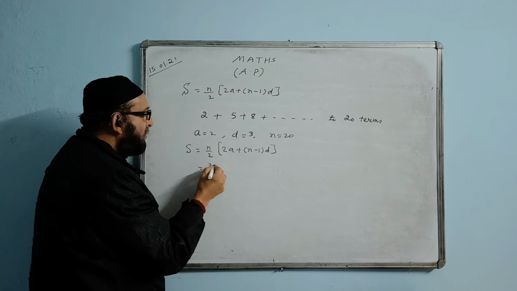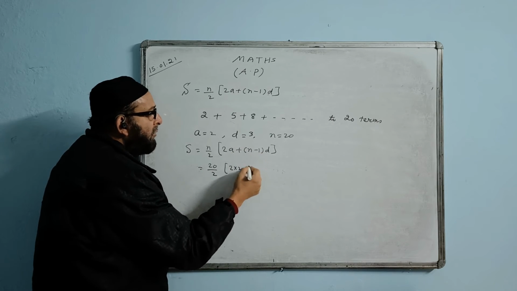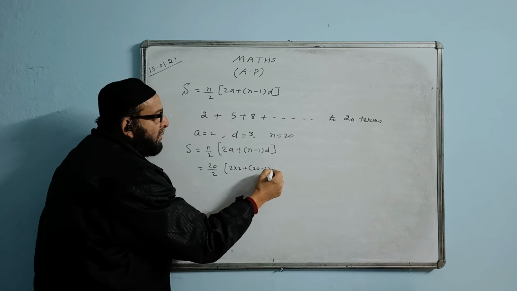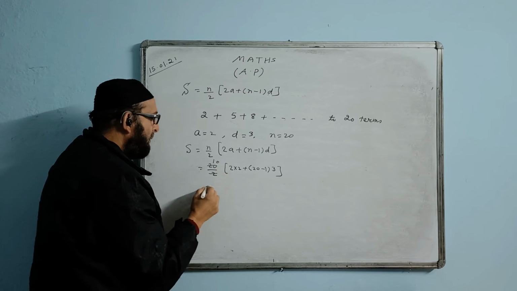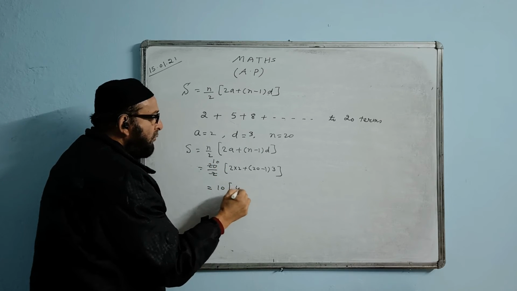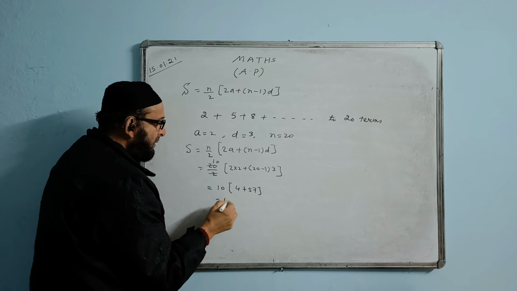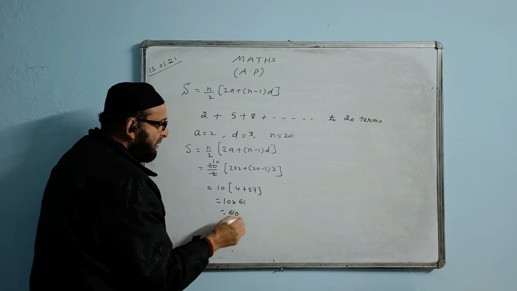I put the values: n value is 20 by 2, 2a, a value is 2, then n minus 1, and d value is 3. These two cancel, you get 10 into 4 plus 19 into 3, which is 57. This is 10 into 61. The answer will become 610.